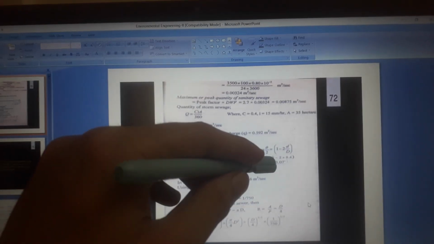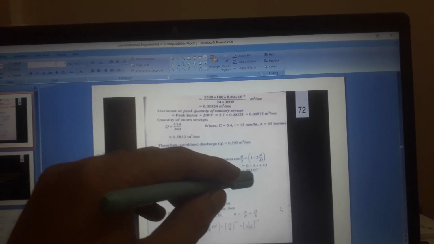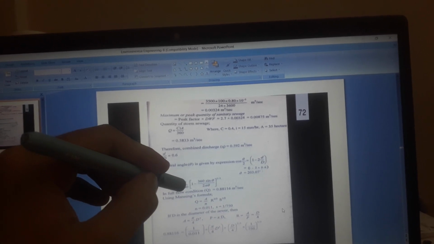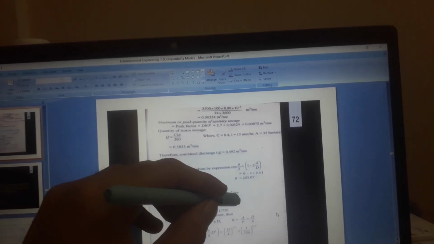Small d by capital D is equal to 0.6. Central angle theta is given by the expression cos theta by 2 is equal to 1 minus 2 small d by capital D is equal to 1 minus 2 into 0.6. Then theta is equal to 203.07 degree. Therefore, small q by capital Q is equal to theta by 360 into 1 minus 360 sin theta by 2 pi theta whole raised to 1 by 3. In full flow conditions, capital Q is equal to 0.88116 meter cube per second.